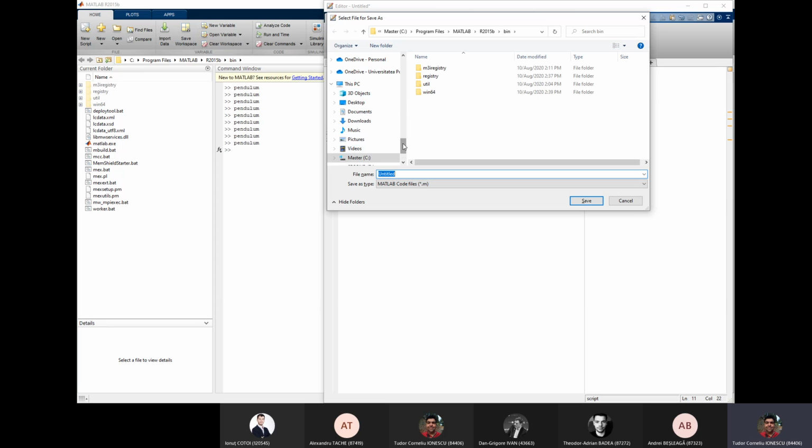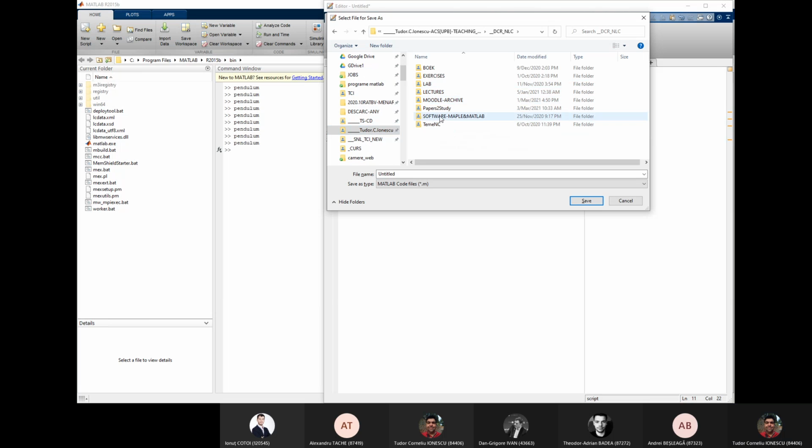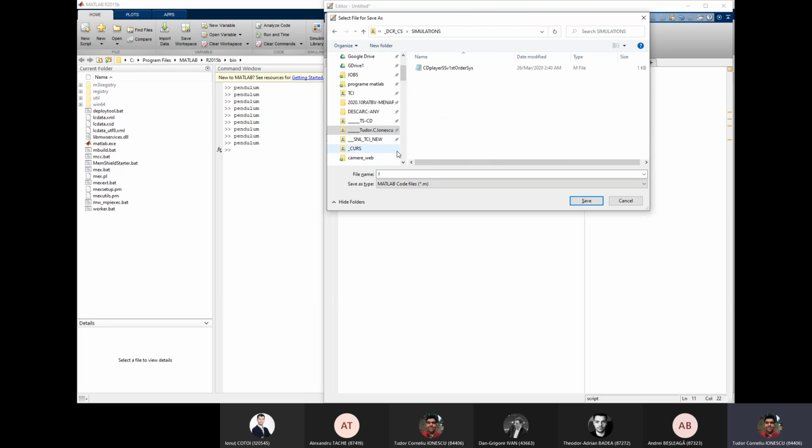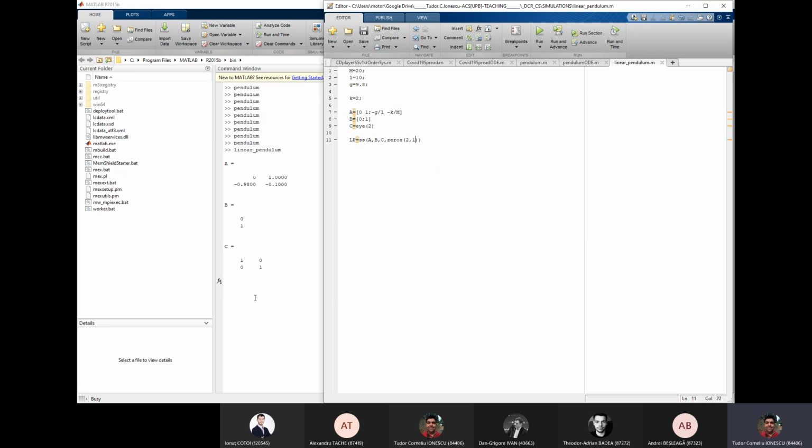Let's save it somewhere. I need to save it in my files somewhere. Not here. I want to put it in your course, in your lecture. So here, simulations. Linear pendulum. Okay. It's going to be an M file. We add this to the path and we run it.